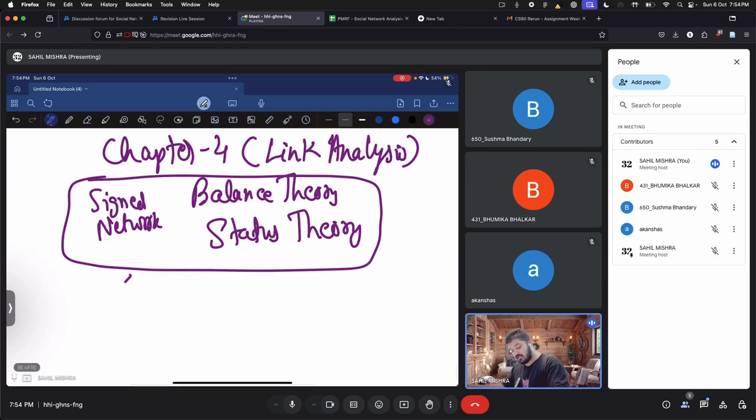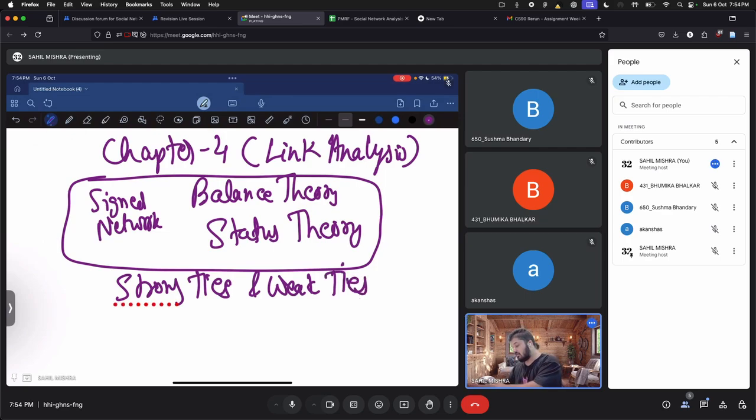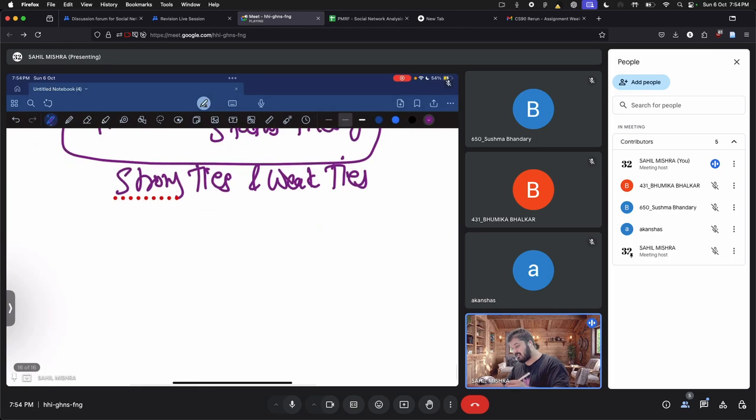If you have any confusion about strong ties, weak ties, because we have less time for revision, then I'll just revise it. Dunbar number, local bridge. PageRank is again coming up in the next chapter: the mathematics behind PageRank.